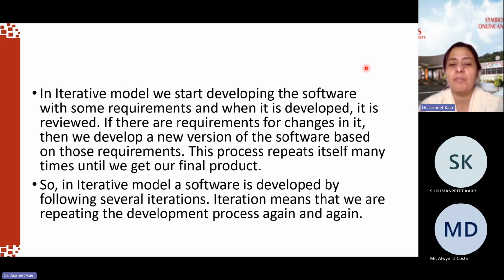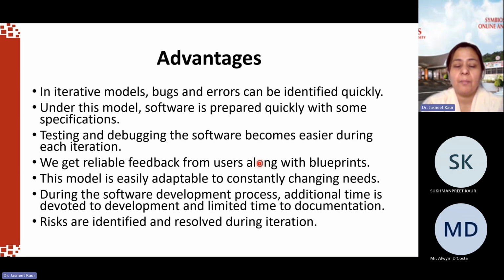Means continuously you have to do it until you get the final output. Iteration means that we are repeating the development process again and again. So the advantages of these models are that bugs and errors can be easily identified because you are doing repetition. You are quickly, repeatedly checking it. Under this model, software is prepared quickly with some specification. Means if you want to change the software specification, you can change it because anyhow you are going to do it again. So this is the advantage.